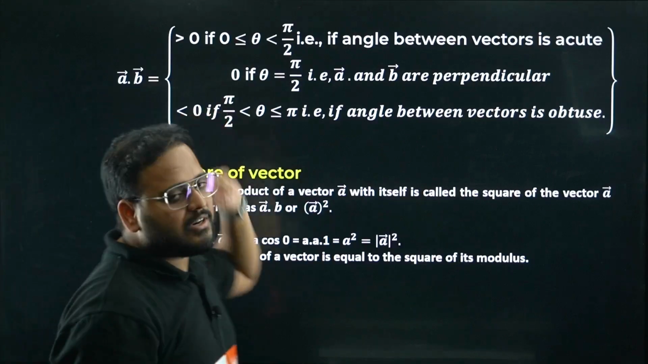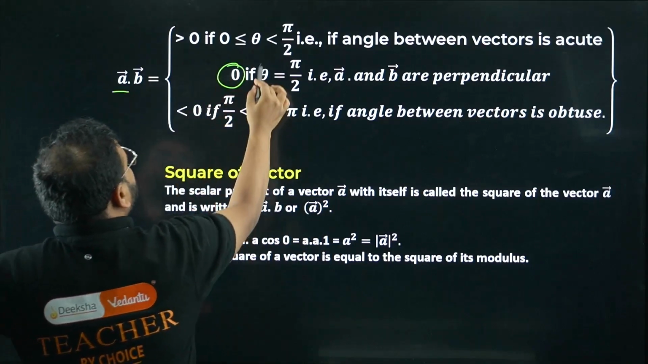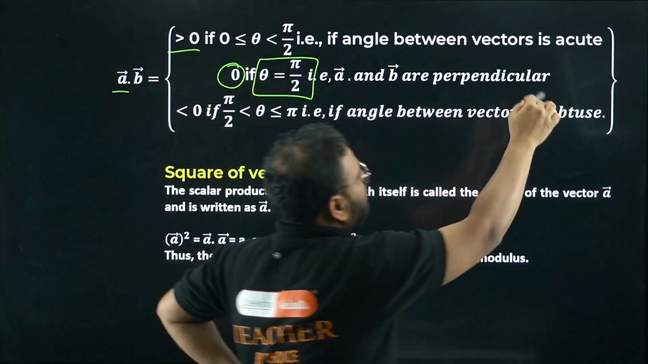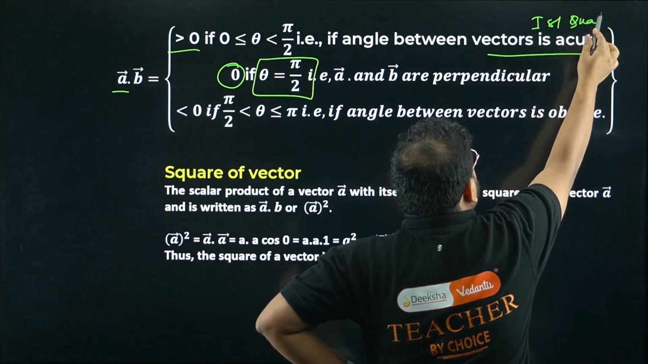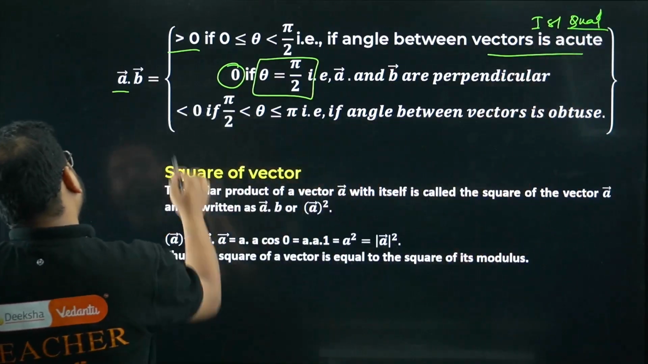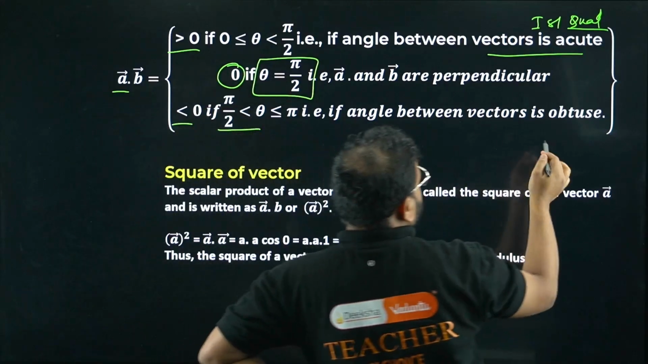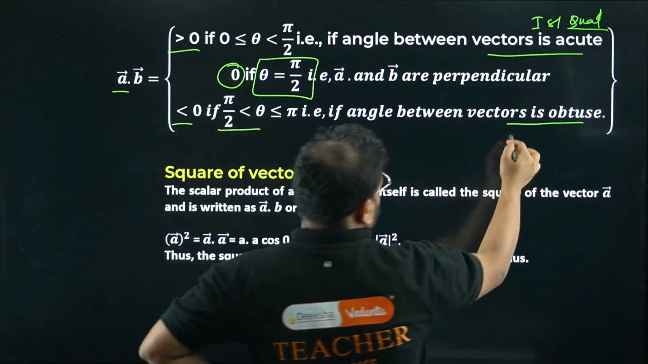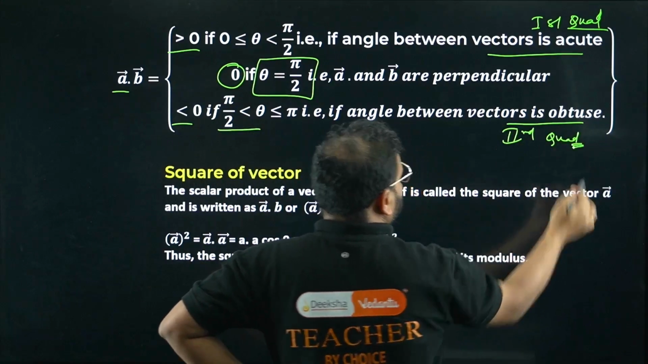So the same thing is written over here. Summary of this: if A dot B is 0, it means the angle is 90 degrees. Positive means the angle has to be acute. How come? First quadrant, cos is positive. Less than 0 means it has to be more than 90, second quadrant, obtuse. Second quadrant, cos is negative.